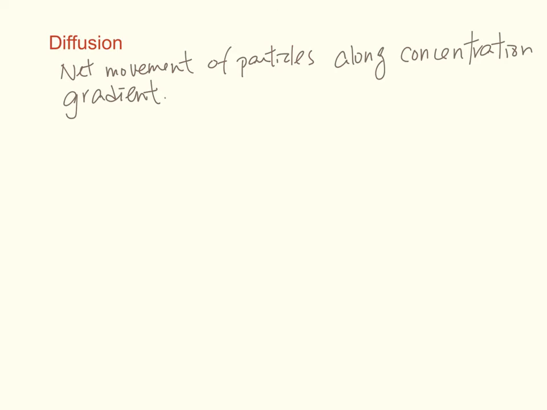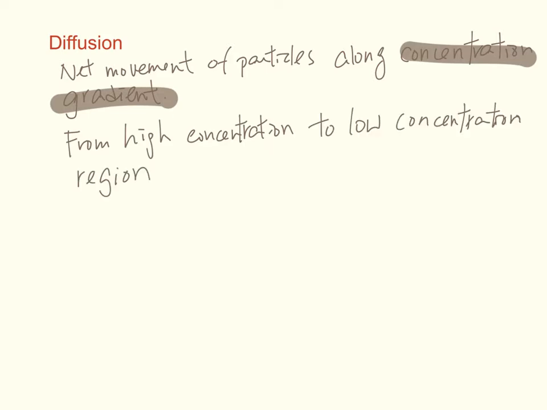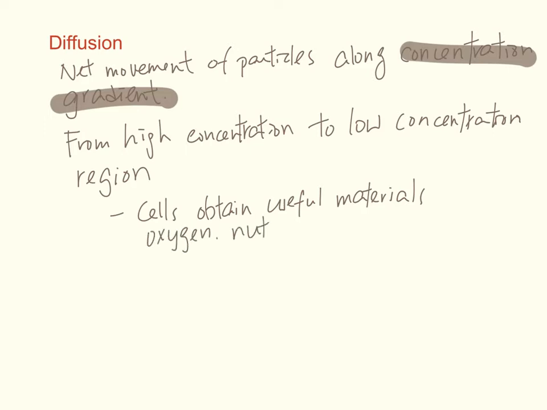There are many ways for things to go across the cell membrane. One of them is diffusion, which is the net movement of particles along the concentration gradient. So this type of movement goes from high concentration to low concentration region. It is useful for cells to obtain useful materials such as oxygen and nutrients like glucose and amino acids.